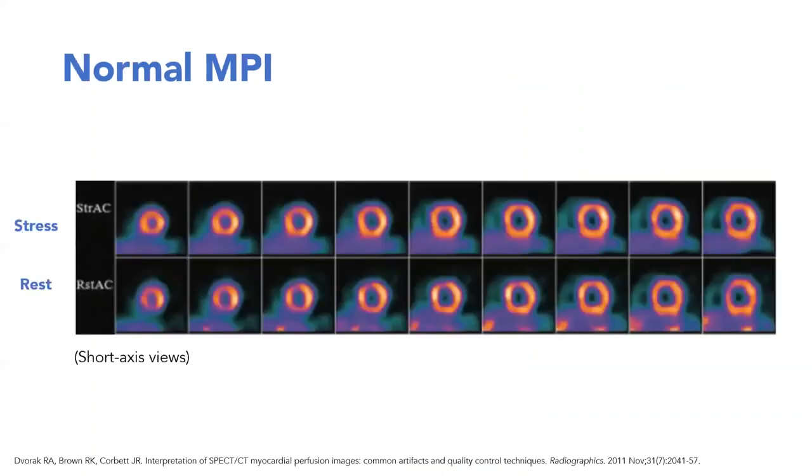So let's just look at some examples. Here's a normal MPI where we have stress images in the top row and then rest images in the bottom. Even after being stressed, the myocardium is still uniformly bright throughout, and so there are no perfusion defects on this study.